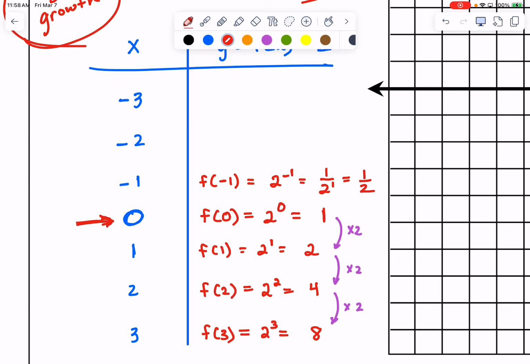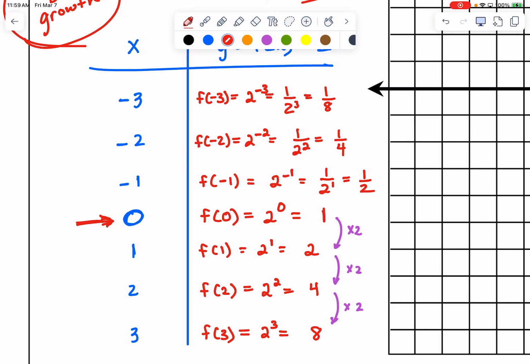So let's go f of negative 2. If I do f of negative 2, I'm going to get 2 to the negative 2, which is going to be 1 over 2 squared, which is what? 1/4. I want you to look at this because there's a pattern. What do you think the next one's going to be? 1/8, because if you go f of negative 3, you're going to go 2 to the negative 3 power, which is 1 over 2 cubed, which is 1/8.